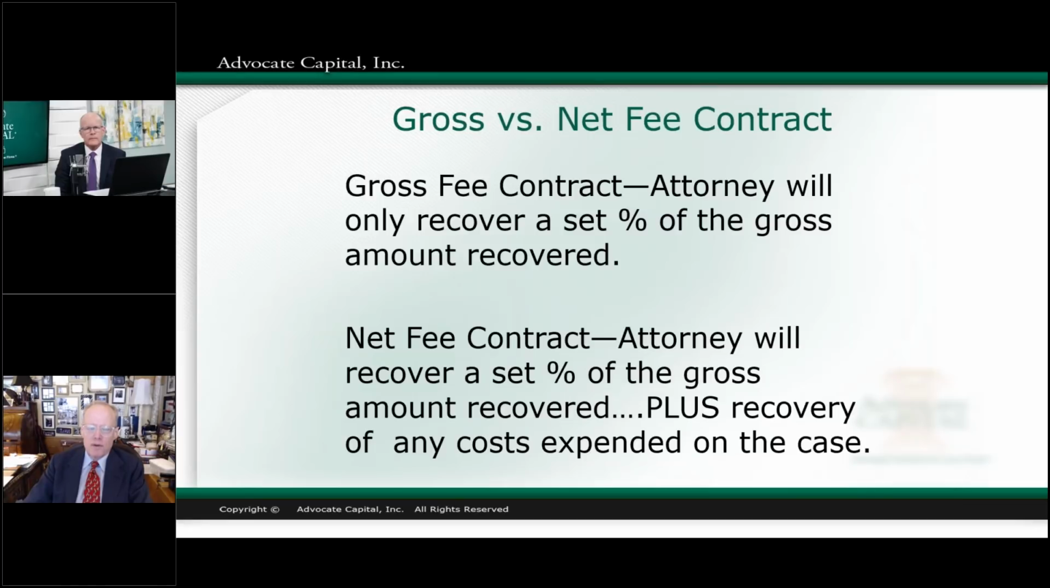I mean, that's what a gross fee contract is. And if you do that, and you're in the Ninth Circuit, you could rely on Boccardo.